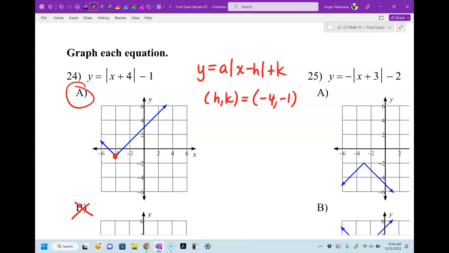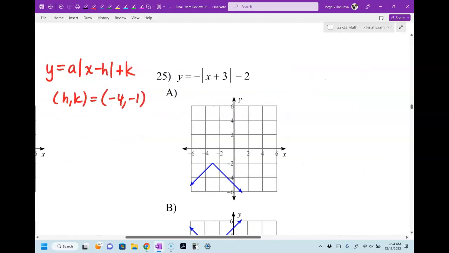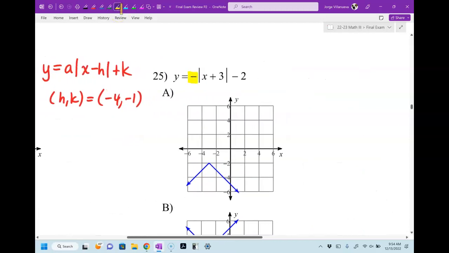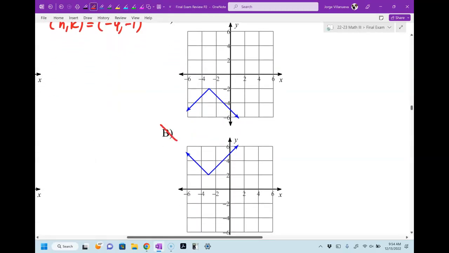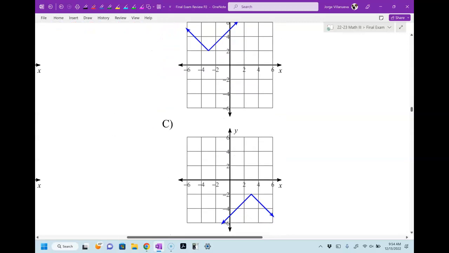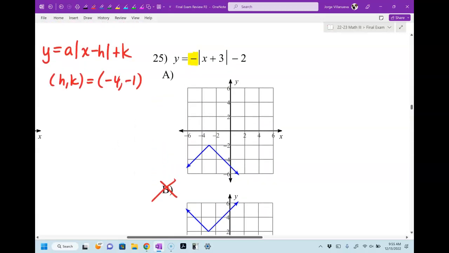All right, we're going to do the same thing for number 25, but there's something I have to do for number 25. Notice the negative in the front. That means the graph doesn't open up, it opens down, so it should be upside down. So that means that B can't be right. That's the only one we can get rid of right now, because that one's opening up. It needs to be opening down.